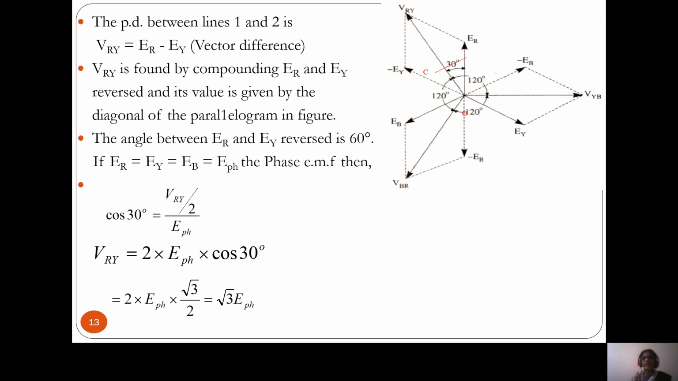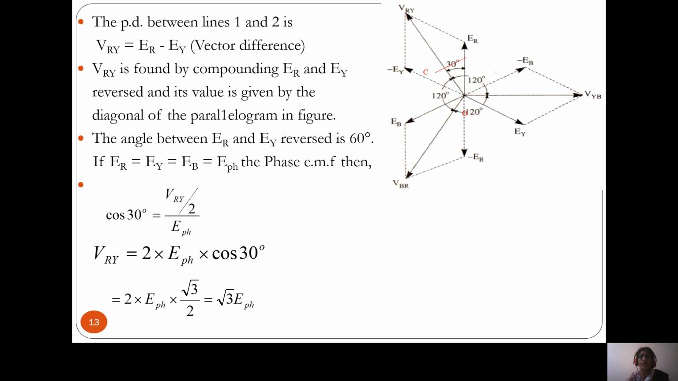If ER equals EY equals EB equals E phase, the phase EMF, then cos 30 is equal to VRY by 2 by E phase. So here the angle is 30 degrees. From that, VRY is equal to 2 into E phase into cos 30. What is cos 30? Root 3 by 2. So that is equal to root 3 E phase.